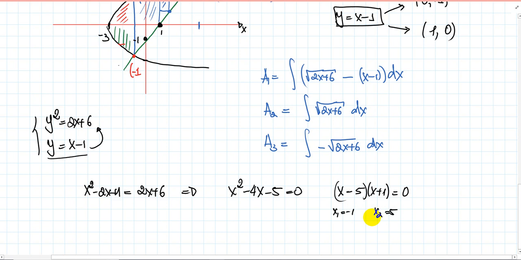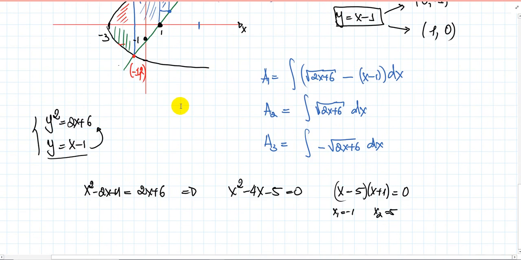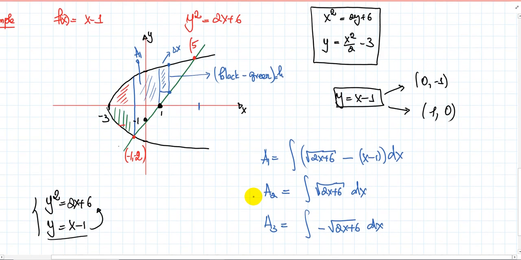Okay? So let's put this into the second equation. If you put the minus 1 into the second equation, what does it give to you? Minus 2, right? The coordinates of this first intersection point is minus 1 and minus 2. What are the coordinates of the second point? 5 and 4, right? How did I find this 4? By substituting the 5 into the second equation, right?